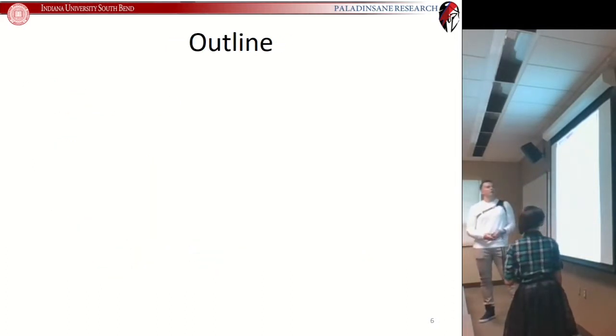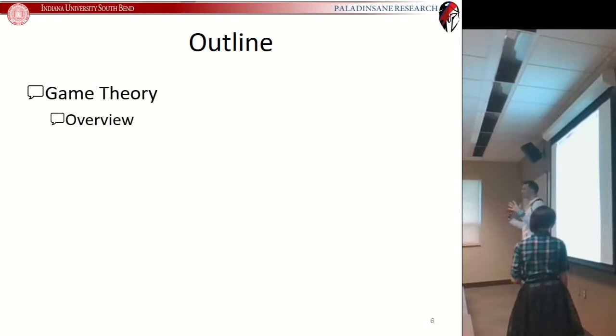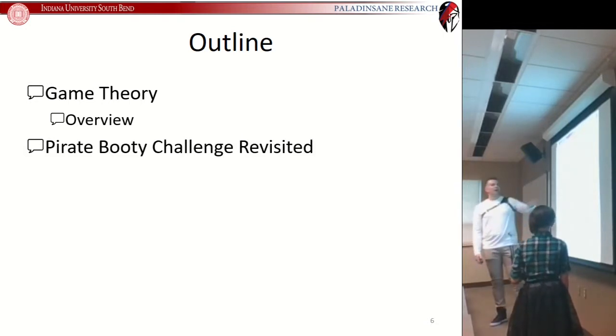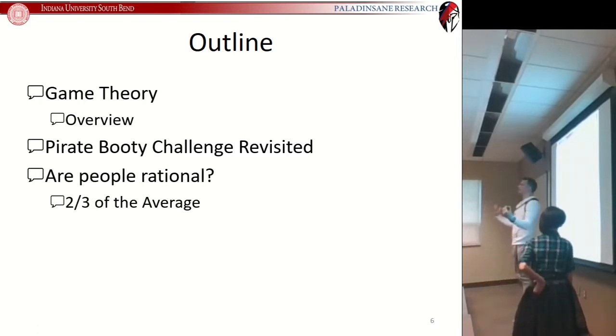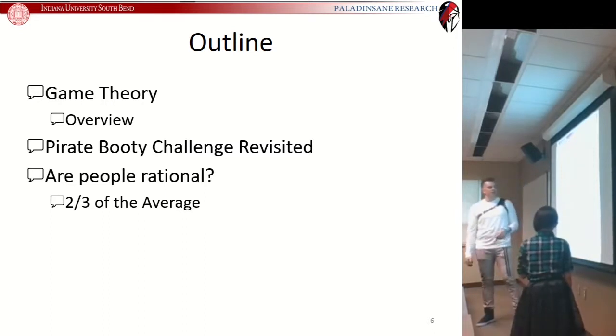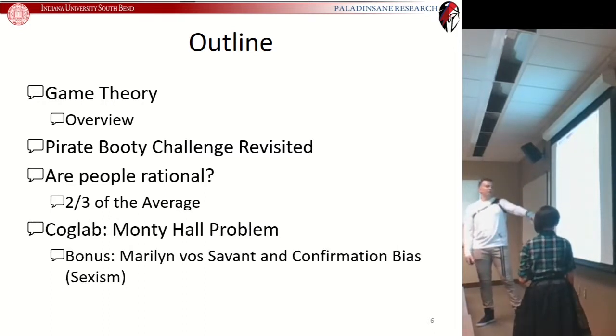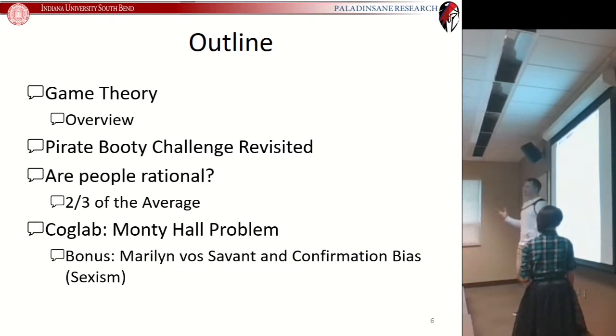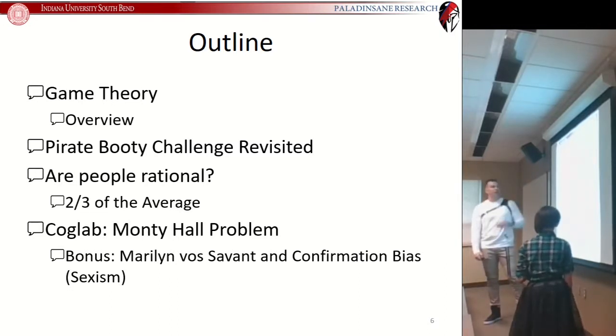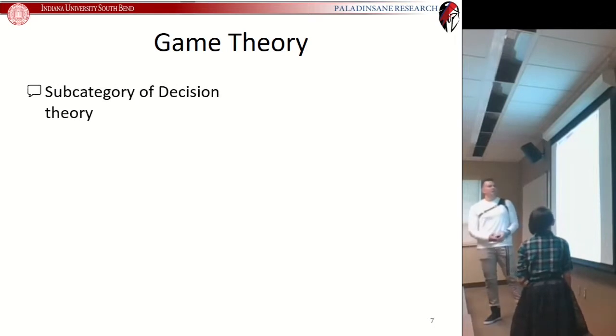All right. So what we're going to do today is wrap up our look at cognitive psychology by taking a look at game theory. We're going to have the Pirate Booty Challenge revisited, this time with a slight tweak. Then we're going to take a look at another game theory challenge to ask the question, are people rational? That's the 2/3 of the average problem. And then we'll wrap it up with the Monty Hall problem, and also a little bonus section on Marilyn vos Savant and confirmation bias, and how it got played into a sexist reaction to one of her articles. All right, so game theory.